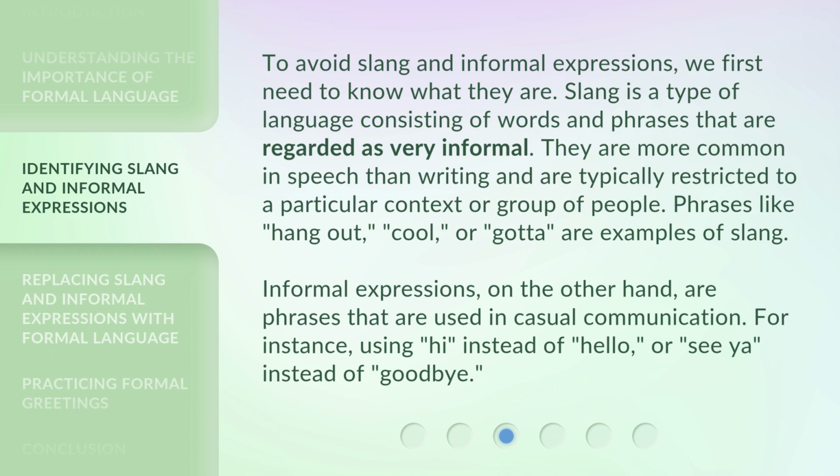To avoid slang and informal expressions, we first need to know what they are. Slang is a type of language consisting of words and phrases that are regarded as very informal. They are more common in speech than writing and are typically restricted to a particular context or group of people. Phrases like "hang out," "cool," or "gotta" are examples of slang. Informal expressions, on the other hand, are phrases that are used in casual communication. For instance, using "hi" instead of "hello" or "see ya" instead of "goodbye."